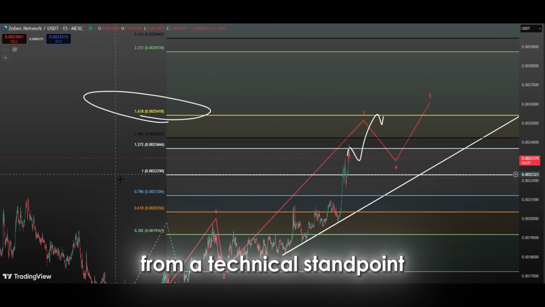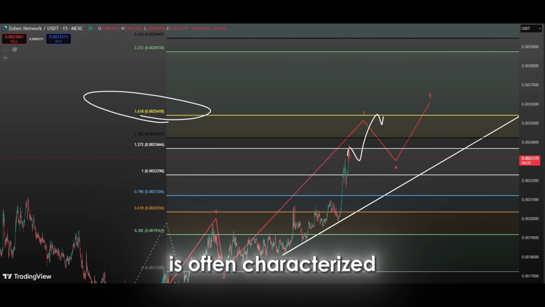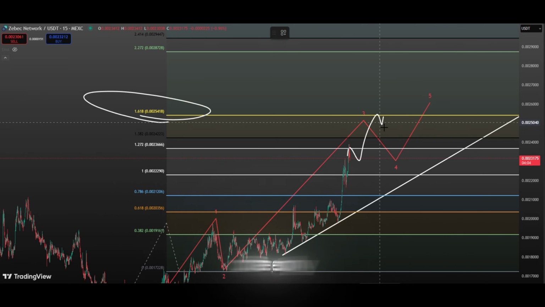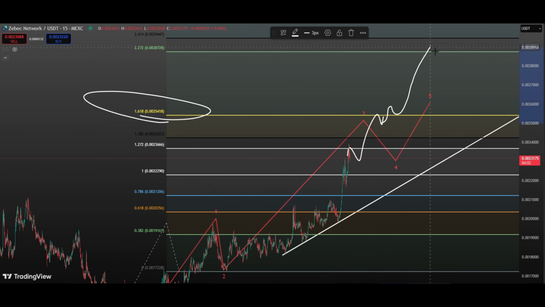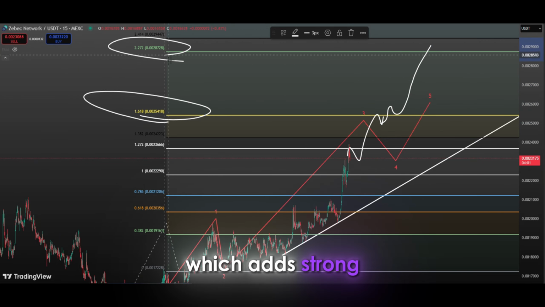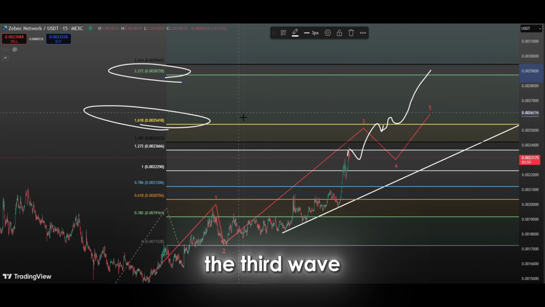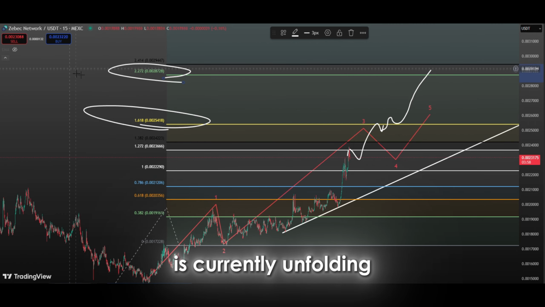From a technical standpoint, the third wave is often characterized by high momentum. This is because after early buyers enter during the first wave and a correction occurs in the second wave, new investors begin to take positions, which adds strong buying pressure to the third wave. A similar scenario is currently unfolding.